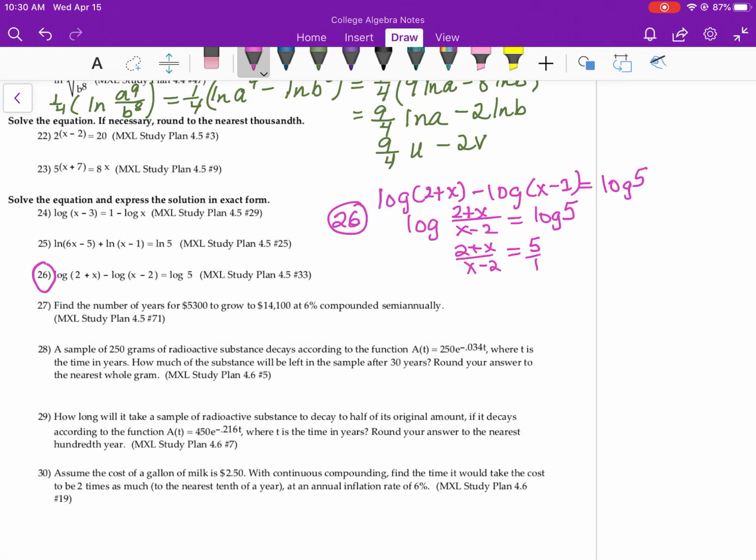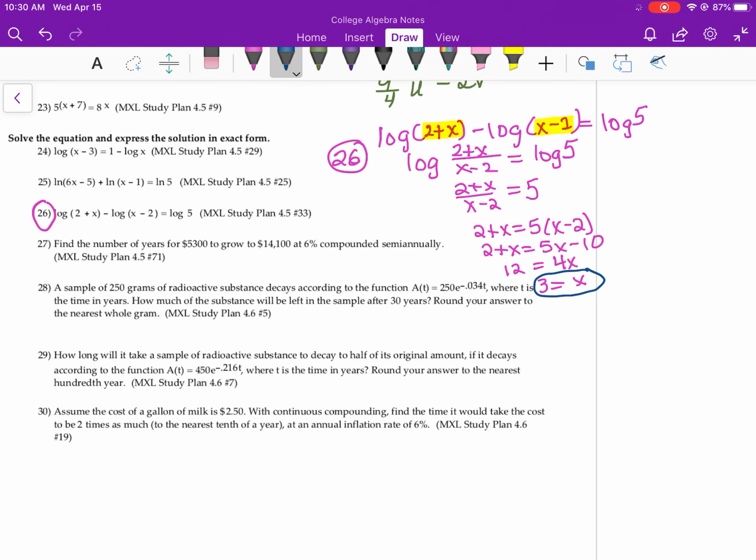I can multiply both sides by x minus 2, and then I'm just going to go and solve for x. And x shows up to be 3. I'm going to remember to go back and check. 3 plus 2 is positive and 3 minus 2 is positive, so I will take 3 as my answer.